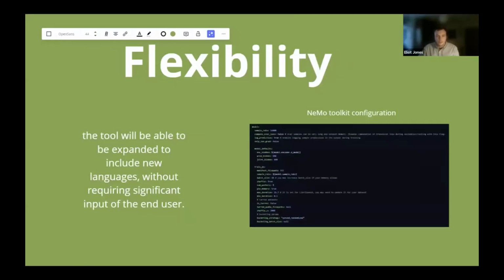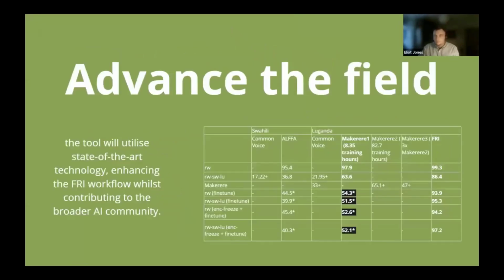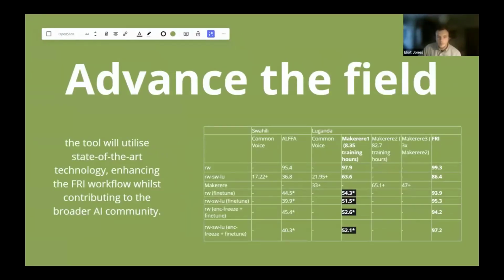results. In the final model, we intend to employ toolkits which should make operating LONGA accessible to users beyond the AI community, in particular NEMO, as pictured here, which means users without advanced programming expertise can tune the model to new data simply by adjusting a few lines of code. We wanted to utilize state-of-the-art technology, enhancing the FRI workflow whilst contributing to the broader AI community.